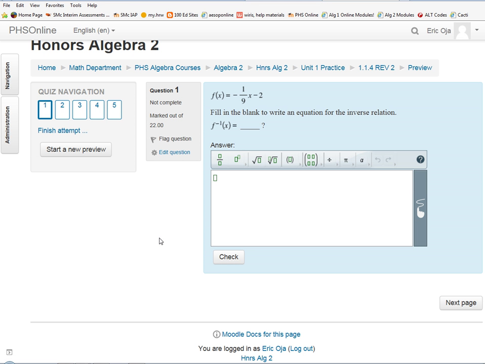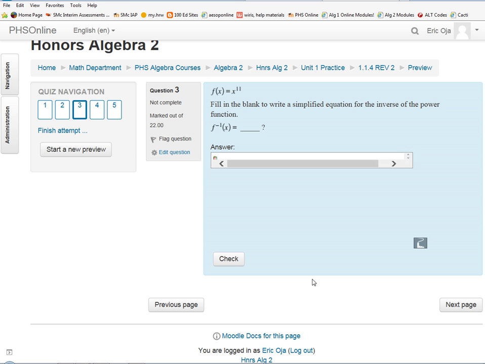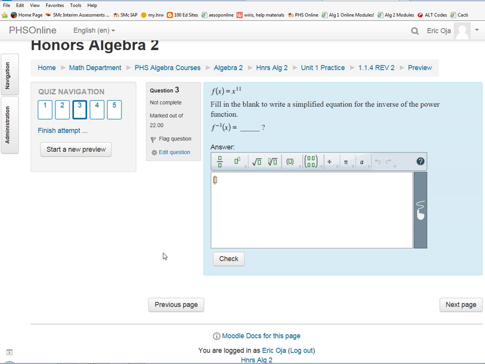Okay, how about this guy? Writing inverses. Okay, this is pretty straightforward. I'm going to move up to one of the nonlinear ones. I think I gave you 3 linear ones. Oh, here's one. Okay, so what are we going to do here? If I want to write the inverse of this, what's that going to look like?